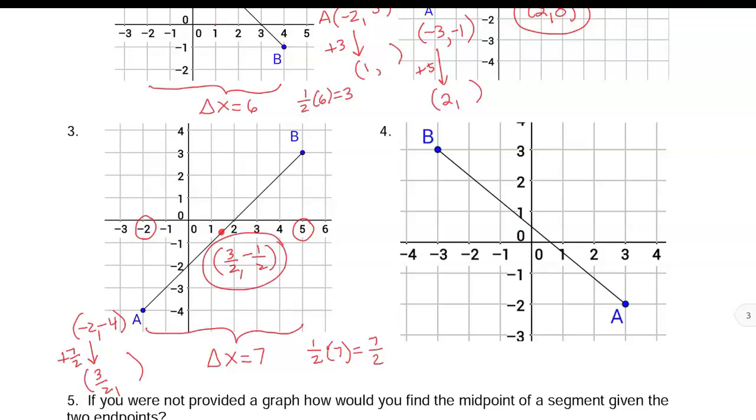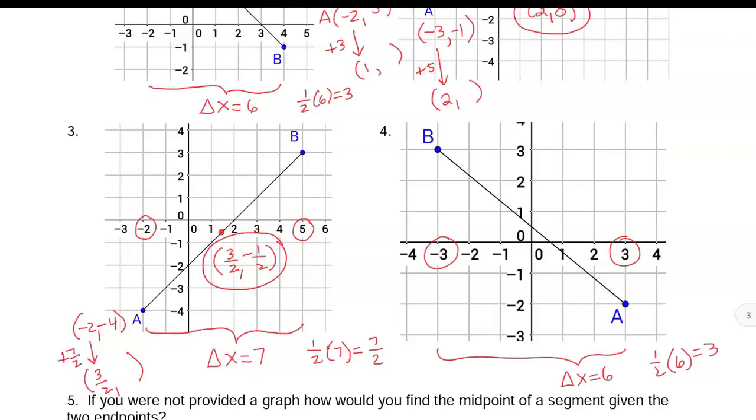And I don't know if you notice, but I'm literally taking the x-coordinates, adding them up. So negative 3, there's like a distance of 3 to the left and a distance of 3 to the right. So the change in x is 6. Half of that is 3. I keep taking half of the change in x, and that's getting me my new x-coordinate. So I have to move 3 units.